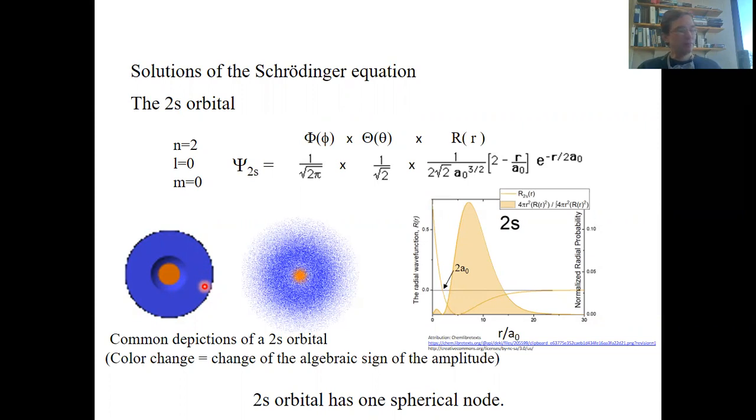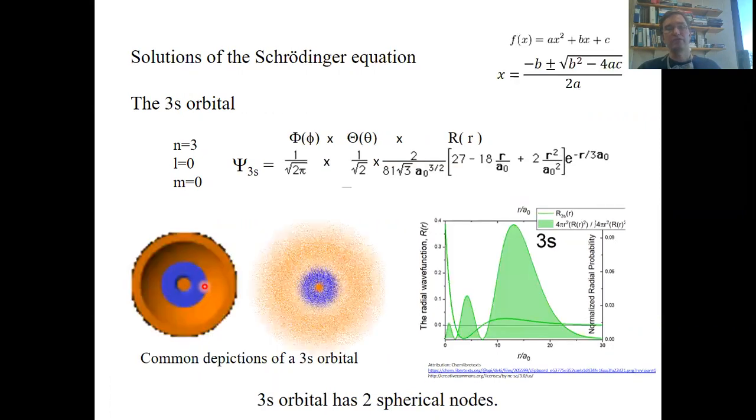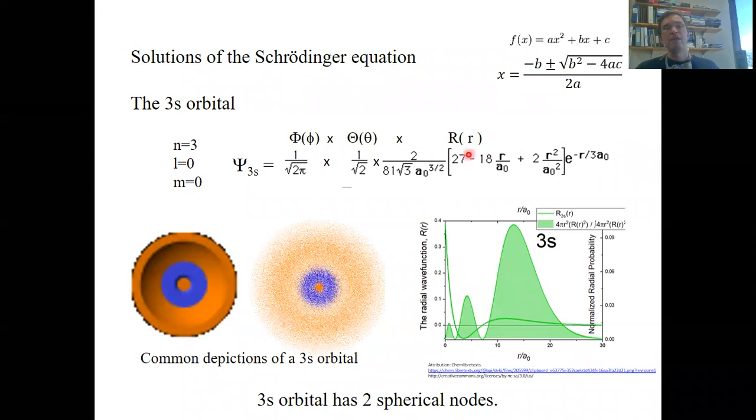Okay, now let us go from the 2s orbital to the 3s orbital. So now for the 3s orbital, n is equal to 3, L is equal to 0, m is equal to 0. You see here the explicit form of the wave function for the 3s orbital. Again, you see that the angular part of the wave function is just a simple number, and that means we would expect our 3s orbital to be spherical again. So let us have a closer look at the radial part of the wave function, which is described by this term here.